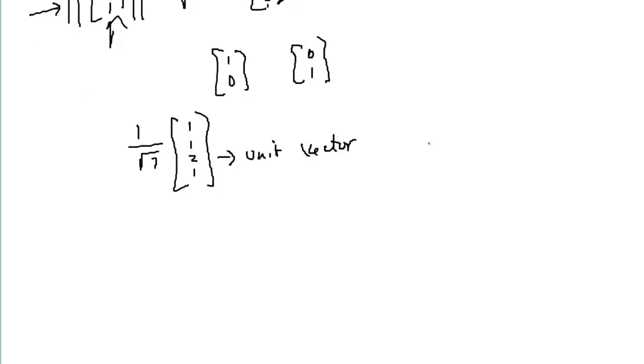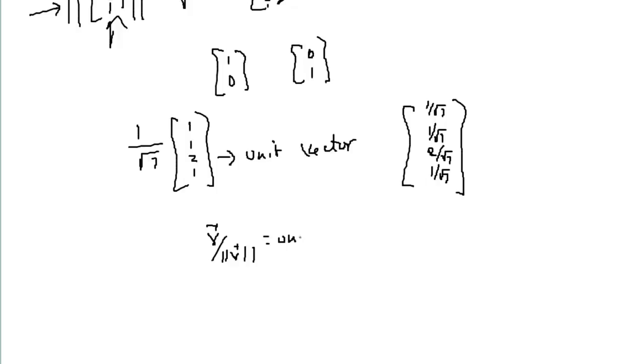If you like, you can put the root 7s inside, or you can leave them out. You can rationalize if you want. So, in general, we can say that V divided by magnitude V is a unit vector in the direction of V.